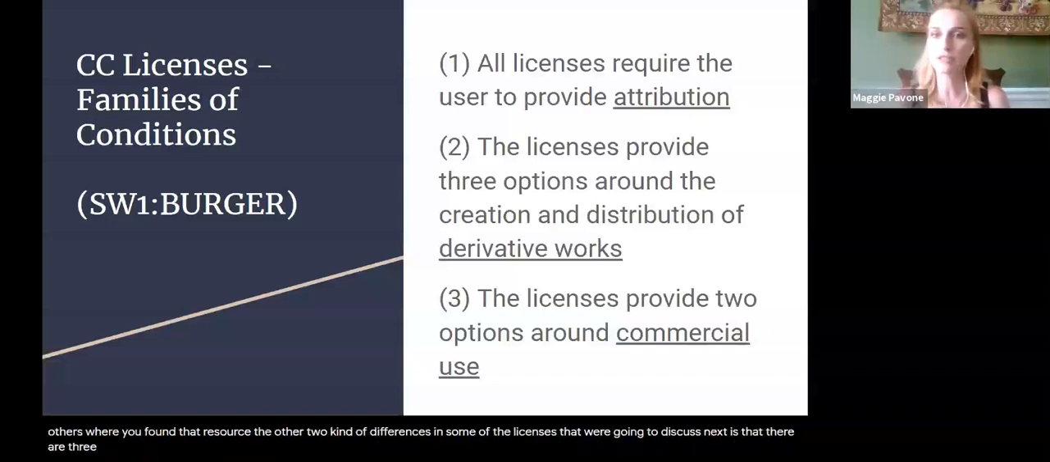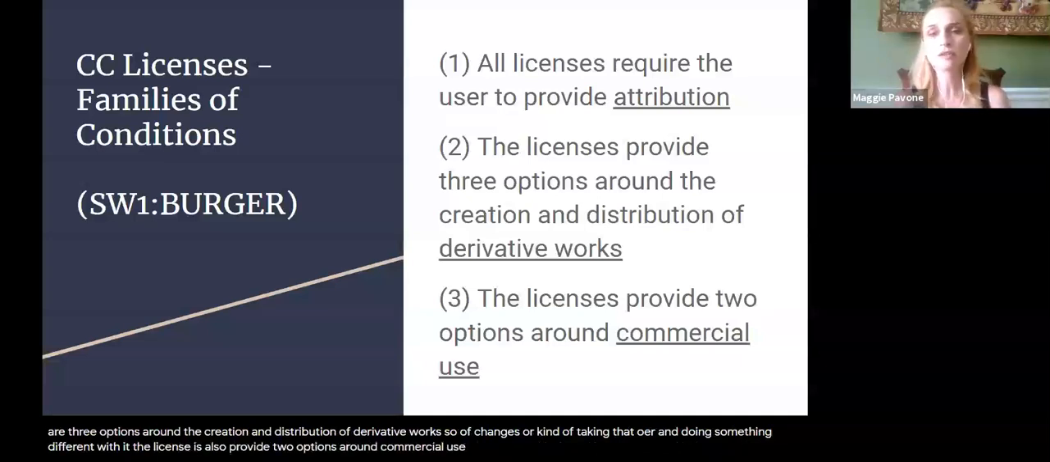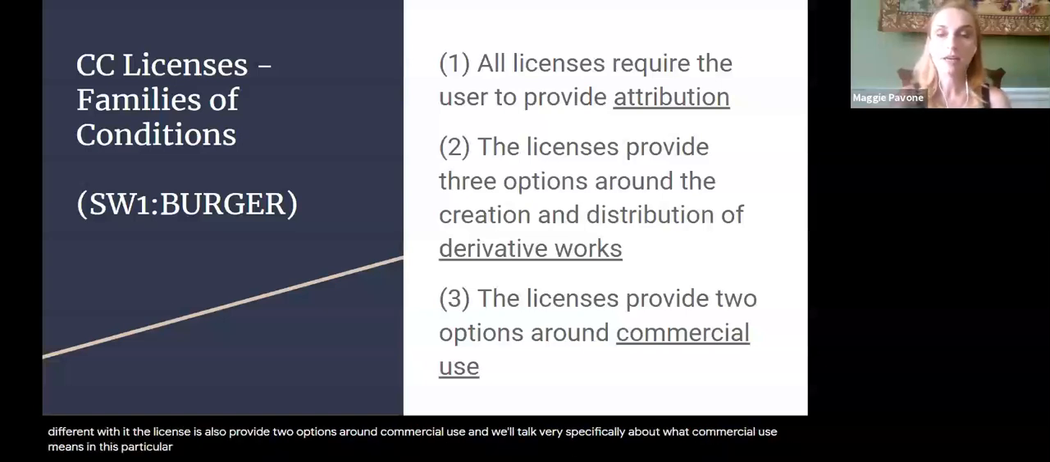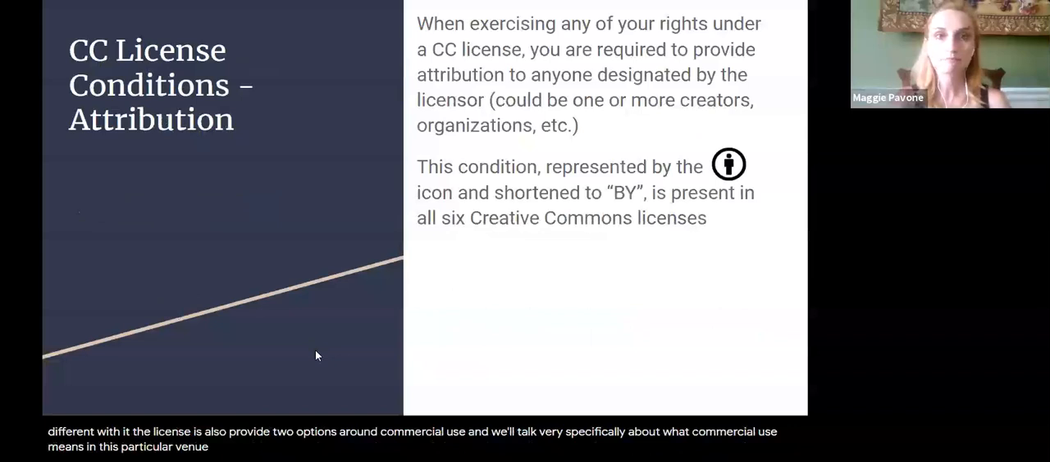The other differences in some of the licenses that we're going to discuss next is that there are three options around the creation and distribution of derivative works, so of changes or taking that OER and doing something different with it. The licenses also provide two options around commercial use. And we'll talk very specifically about what commercial use means in this particular venue.